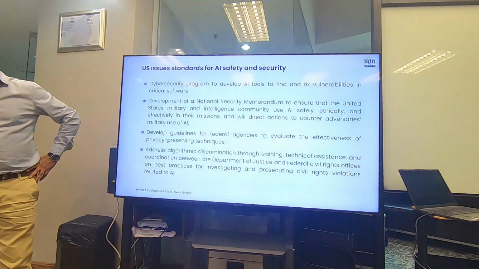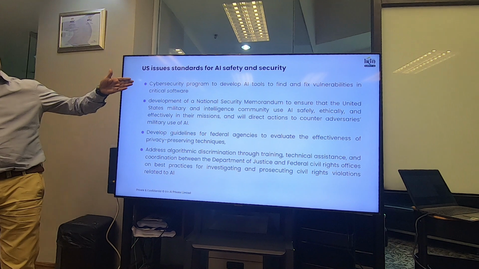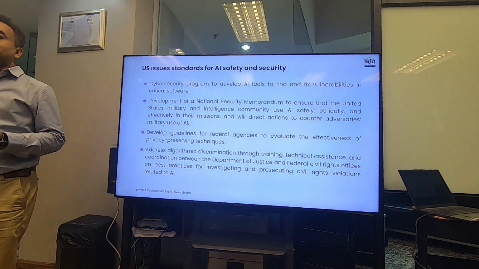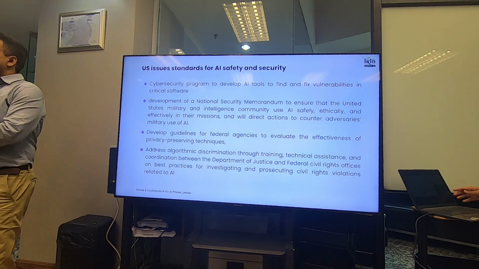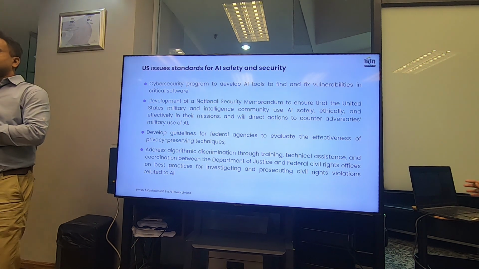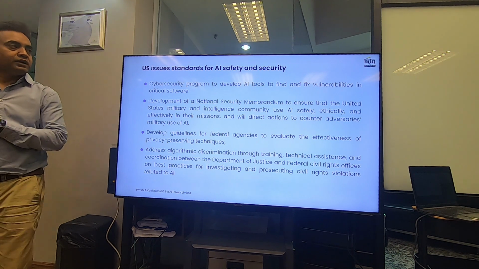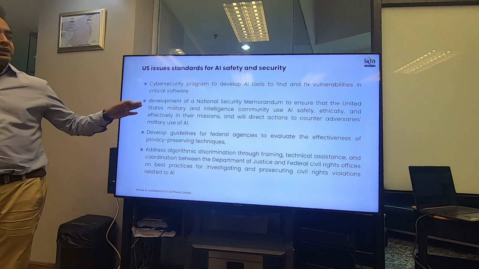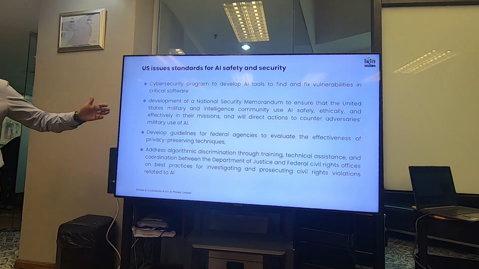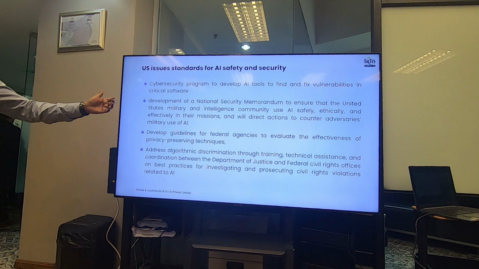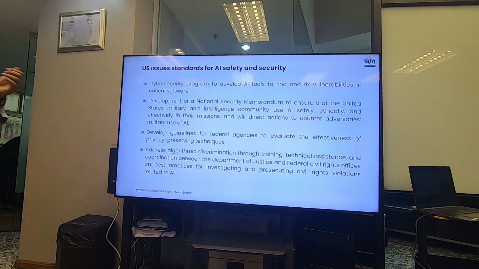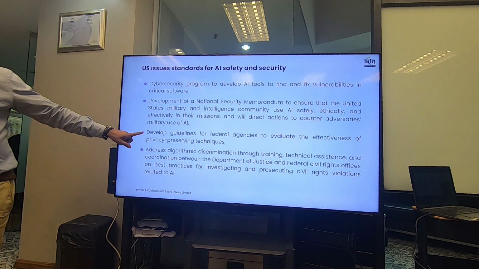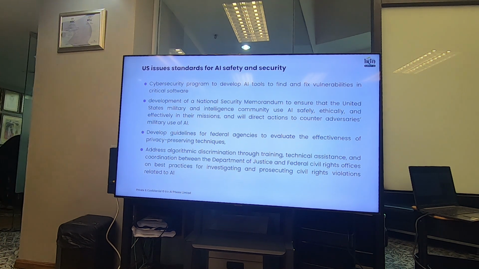Next. Cybersecurity program applies to AI tools also. So when you are testing your servers, network, similar testing, similar scope should be applicable to AI tools. If the military is using AI, then they have to follow a certain protocol. That is the next point. This is for agencies, which is government agencies.